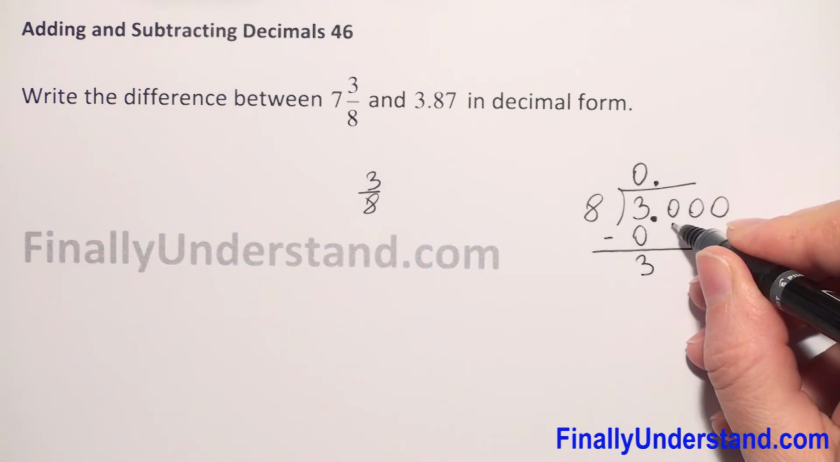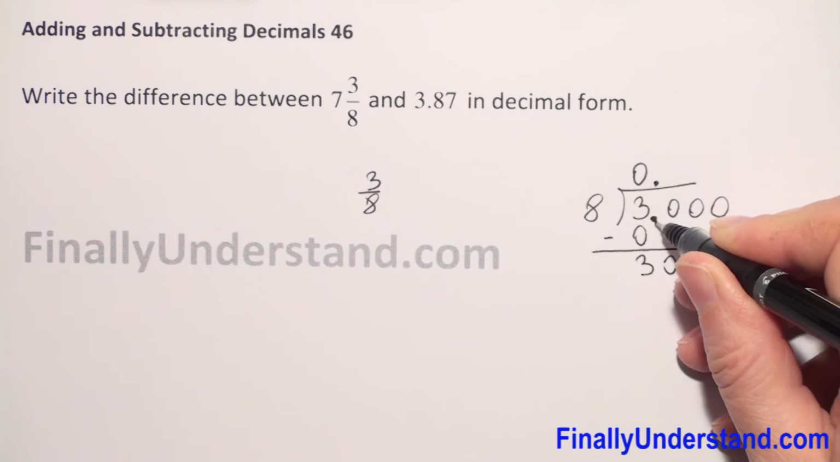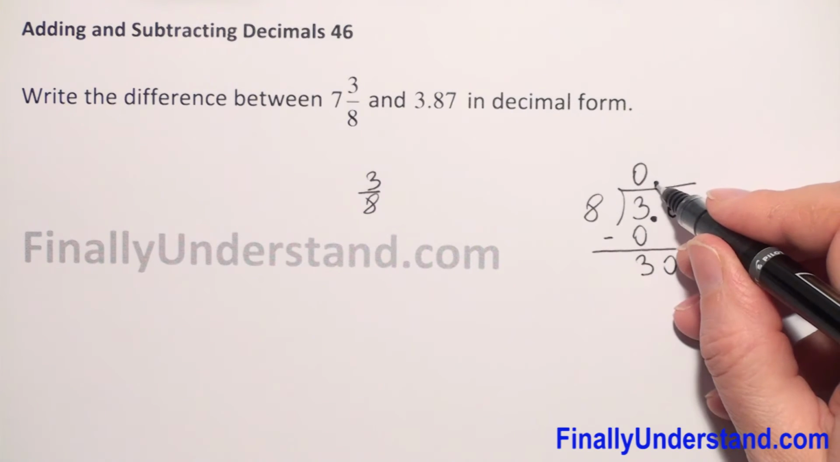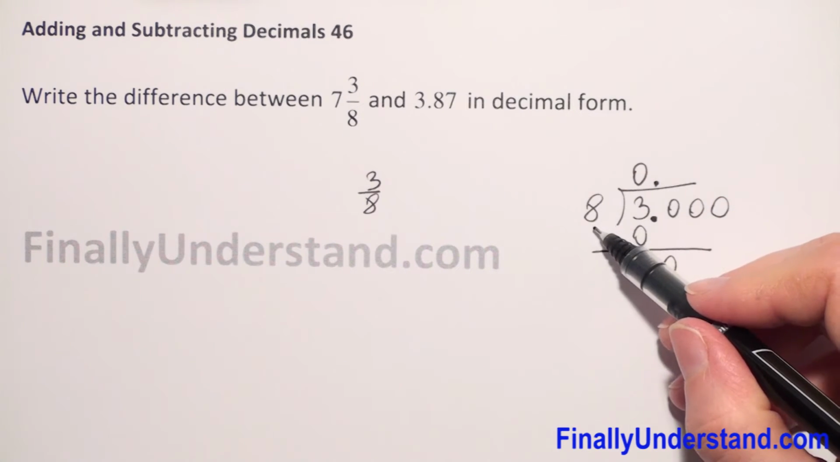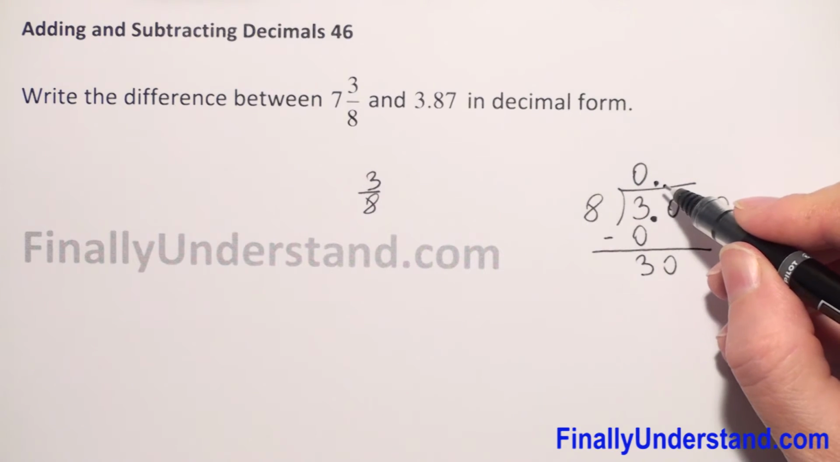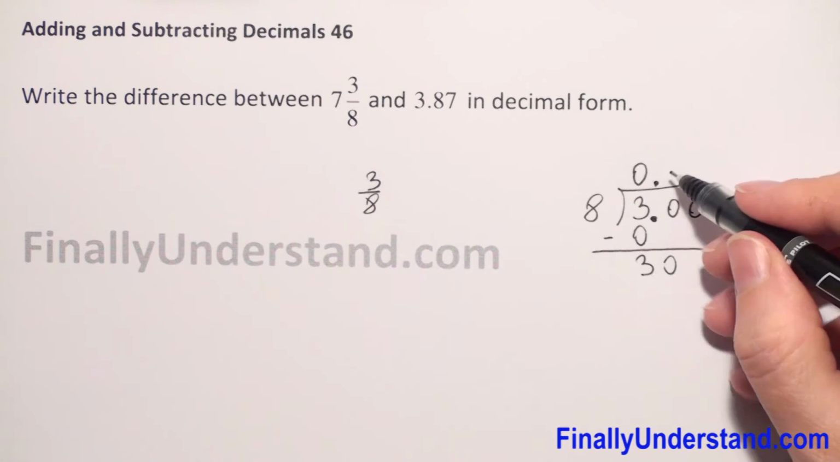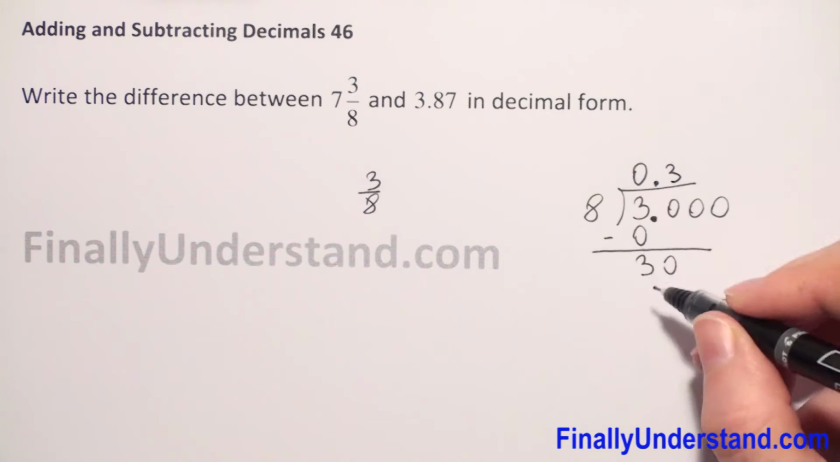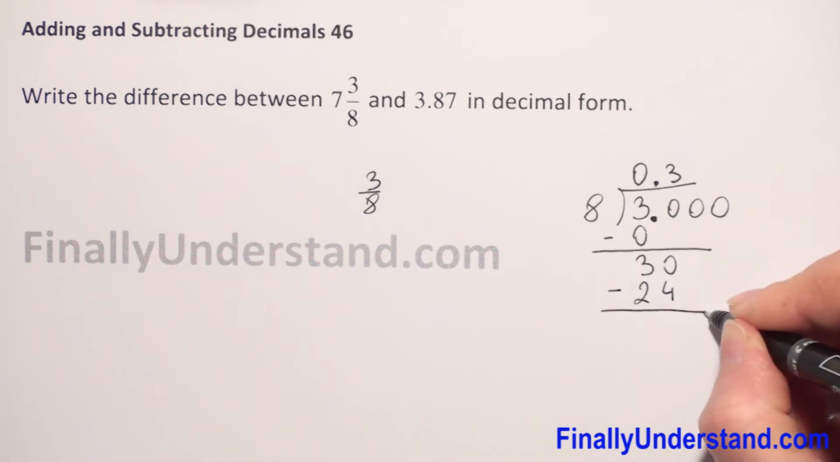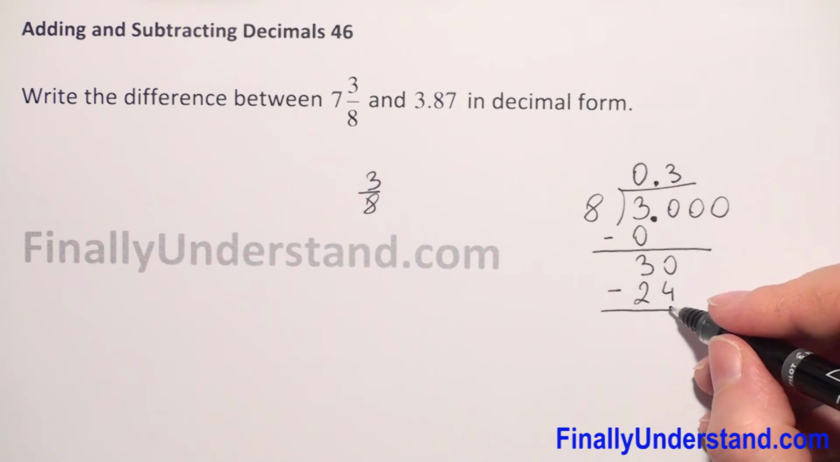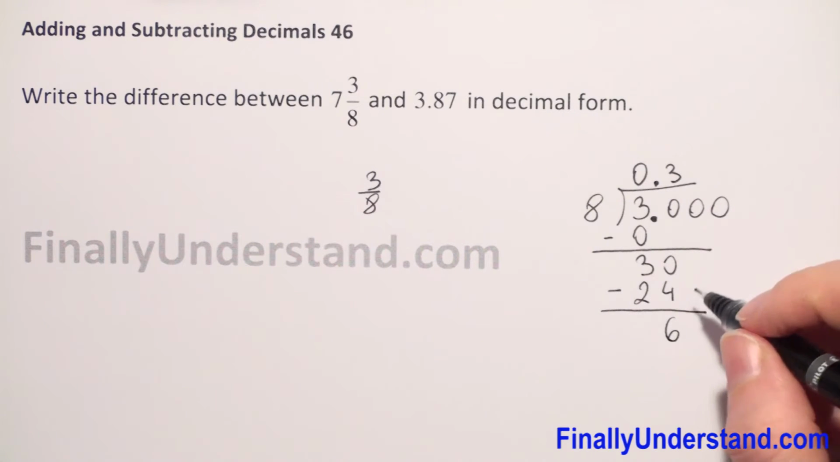We have to take down the next 0, and we forget about this decimal point. This decimal point is going to the top. And now we have 30 divided by 8. How many times can we put 8 into 30? 3 times. 3 times 8 gives me 24. Next we have to again do subtraction. 30 minus 24 is 6.